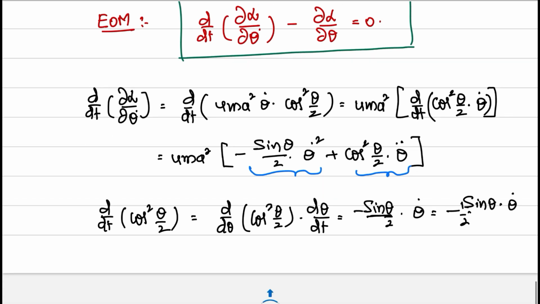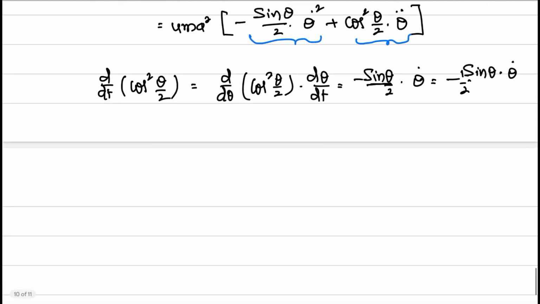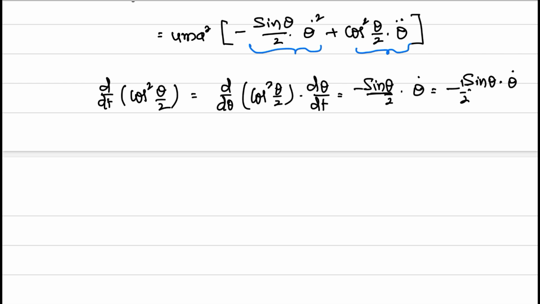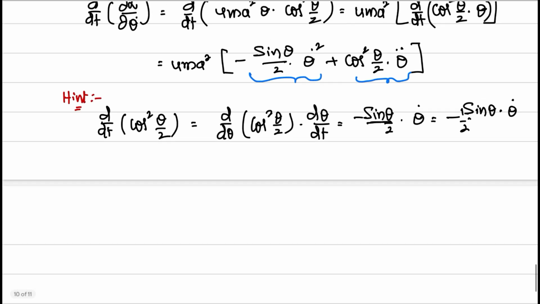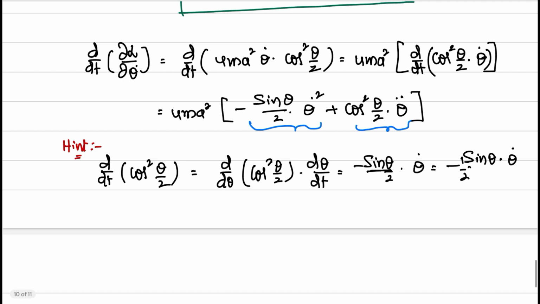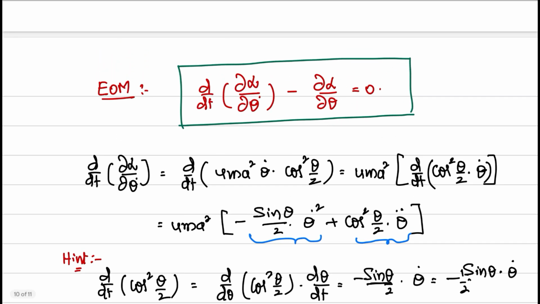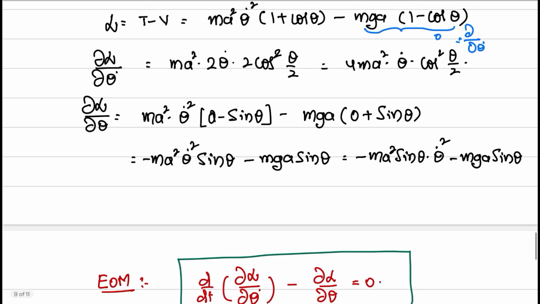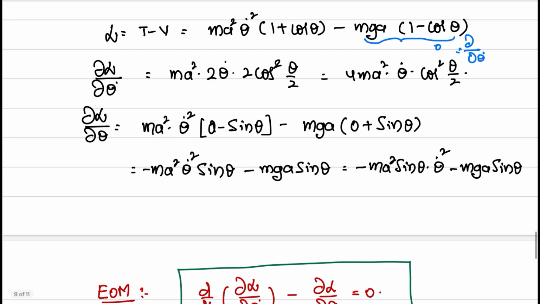Now I think you might have understood. This is a very simple one. This we have got. This is only a hint, the hint I have given you on how to solve. If two variables are there, then we get the answer: d/dt of ∂L/∂θ dot and ∂L/∂θ also. What is the ∂L/∂θ value? We already have minus ma² sin θ θ dot squared minus mga sin θ.